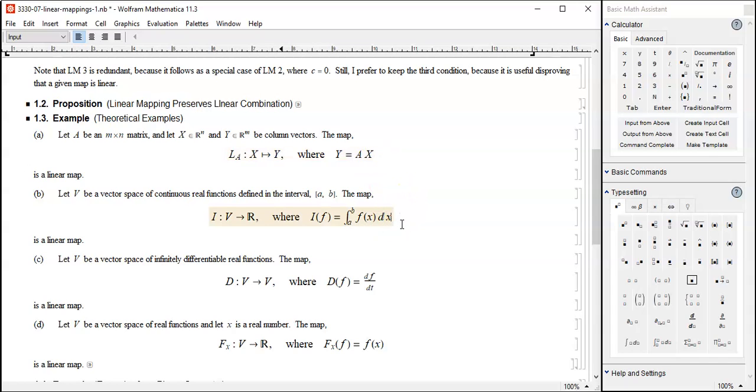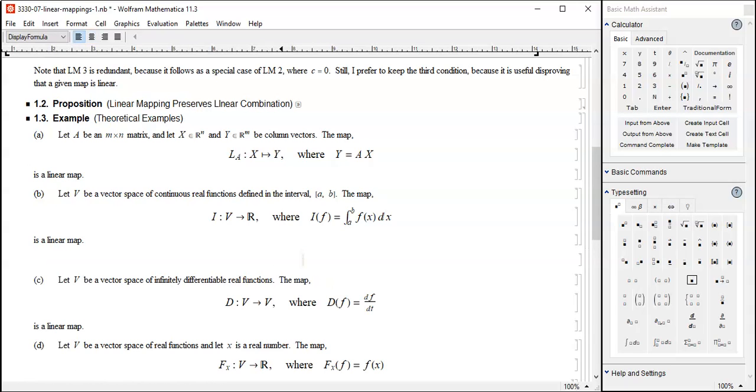Nonetheless, let's go to the next example. Even if it is far less important than this one, it's a nice example anyway. Let's see, we have an infinite dimensional vector space, a vector space of all continuous real functions defined in a closed and bounded interval a and b, and we define I of f as an integral. So can you prove this is a linear map like this?